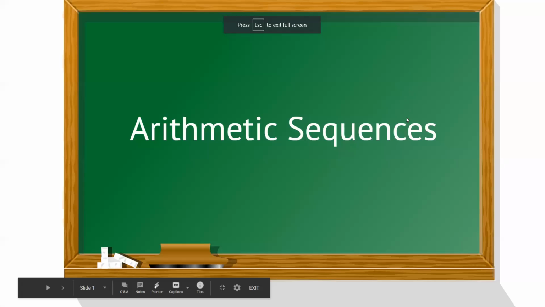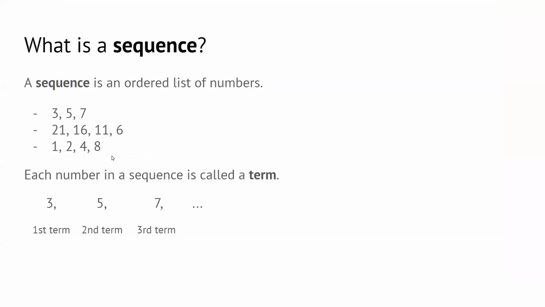All right, so arithmetic sequences. This will be what we're going over today. So a sequence is an ordered list of numbers. You can see like 3, 5, 7; 21, 16, 11, 6, 1; 2, 4, 8. So these are all sequences. And each number in a sequence is called a term.